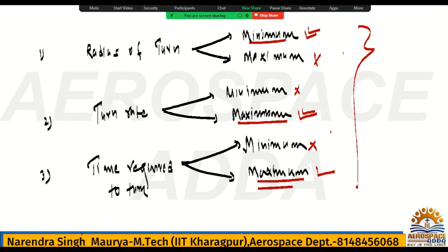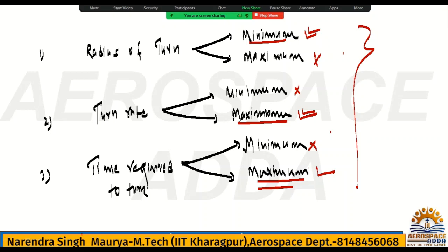Okay. So for the aircraft here, I am considering three things. You need to remember, radius of turn should be minimum, turn rate should be maximum. You always have to maximize the turn rate for the aircraft. You always have to minimize the radius of turn for the aircraft. That is your authentic job, being an aerospace engineer.